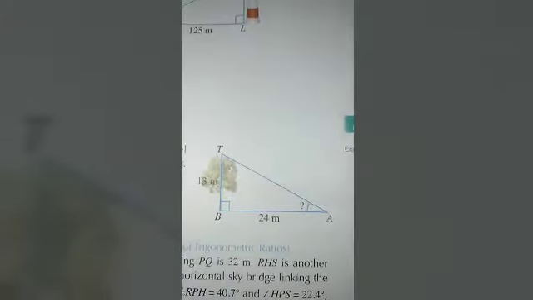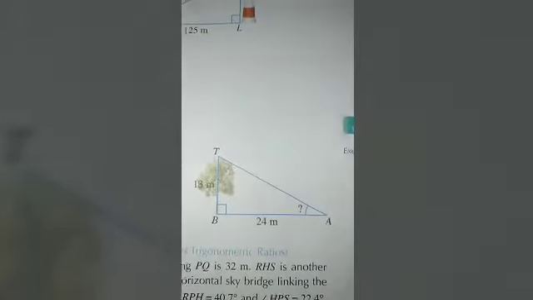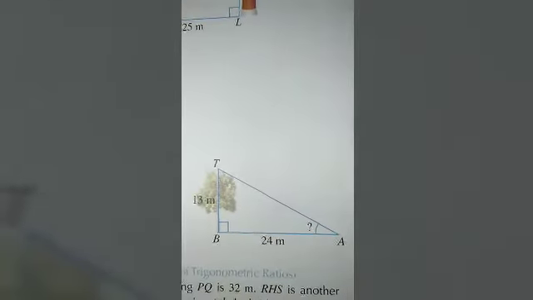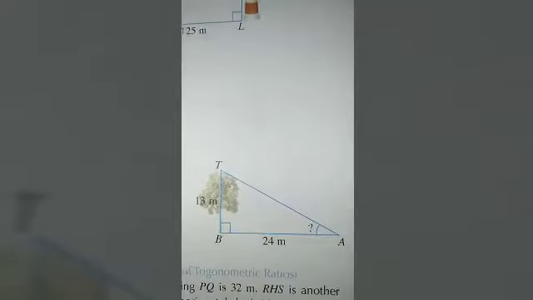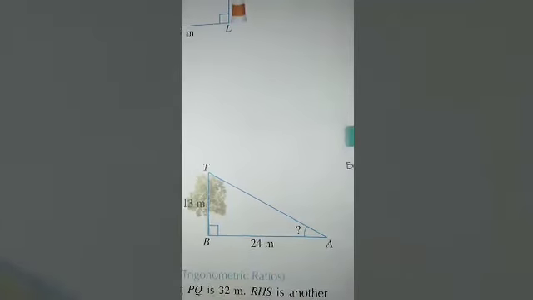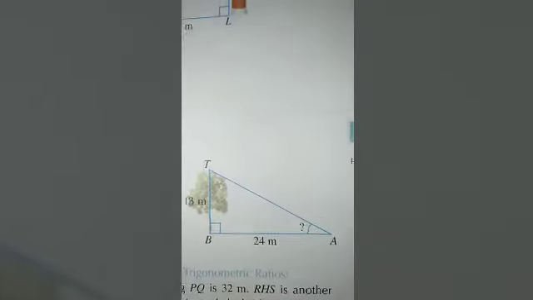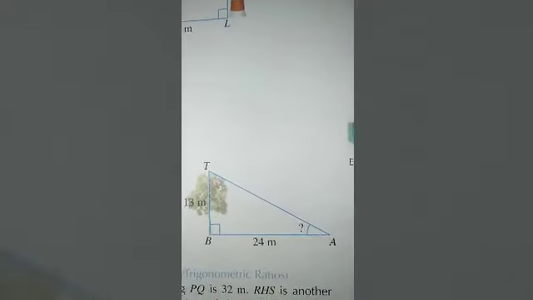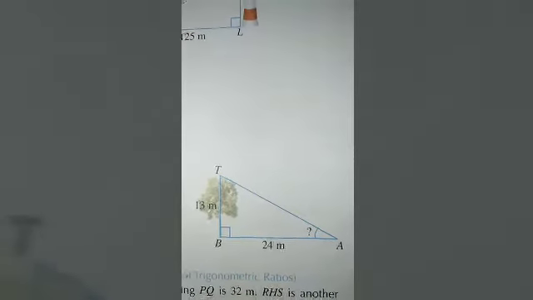Here's another figure. You can see the height of the tree, that is TB, is 13 meters, and the distance from point A to B is 24 meters. They are asking us to find the angle from A to the tree, meaning if you look at the top of the tree. It's a practice question, and you have to do it because it will make your base strong in order to solve the exercise questions and the past paper questions as well.